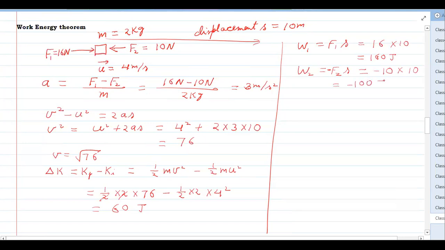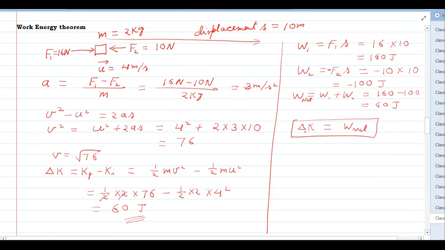Net work done is how much? 160 minus 100, so that is 60 joule. You can see that net work done is coming 60 joule, and change of kinetic energy is also 60 joule. So this is verified: the net work done is equal to the change of kinetic energy. Clear?